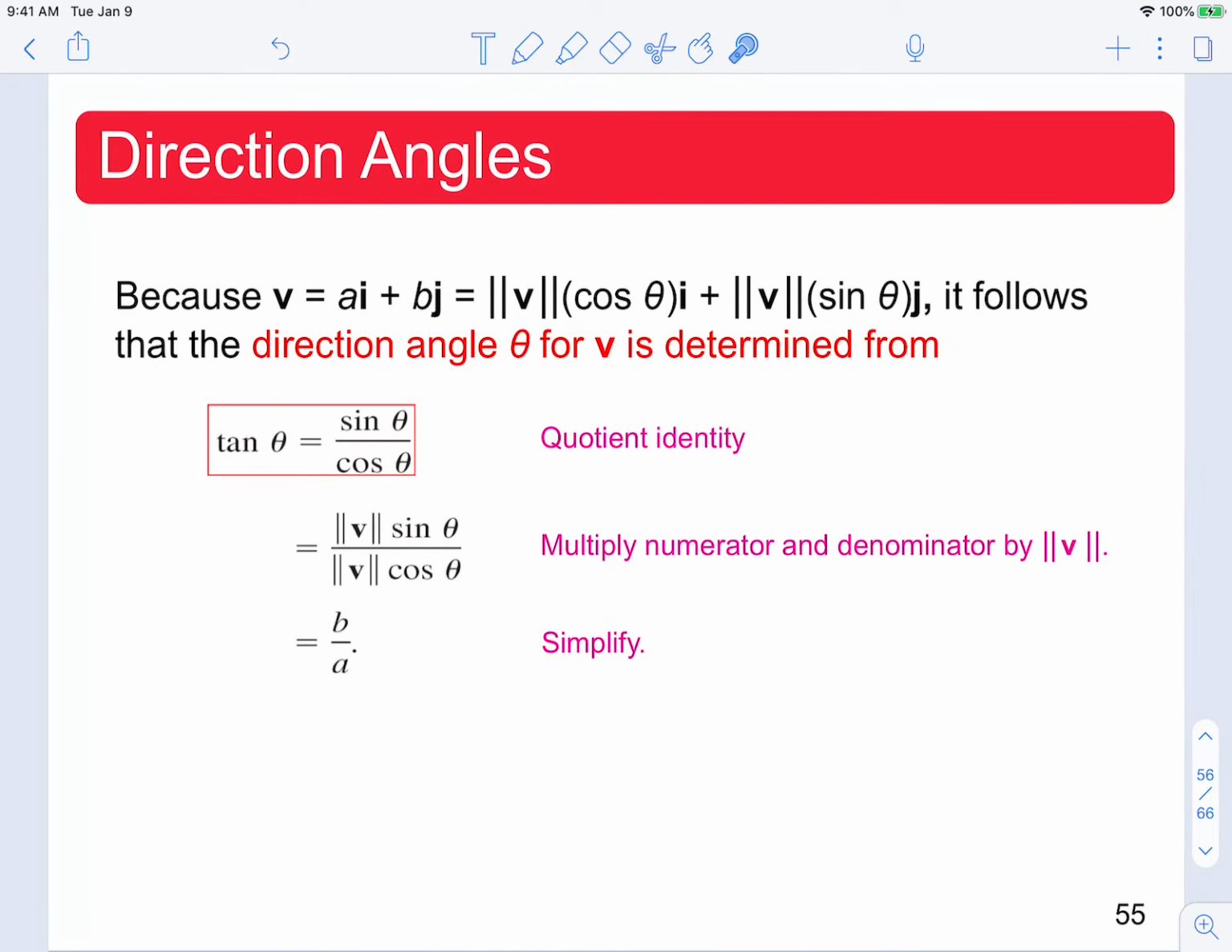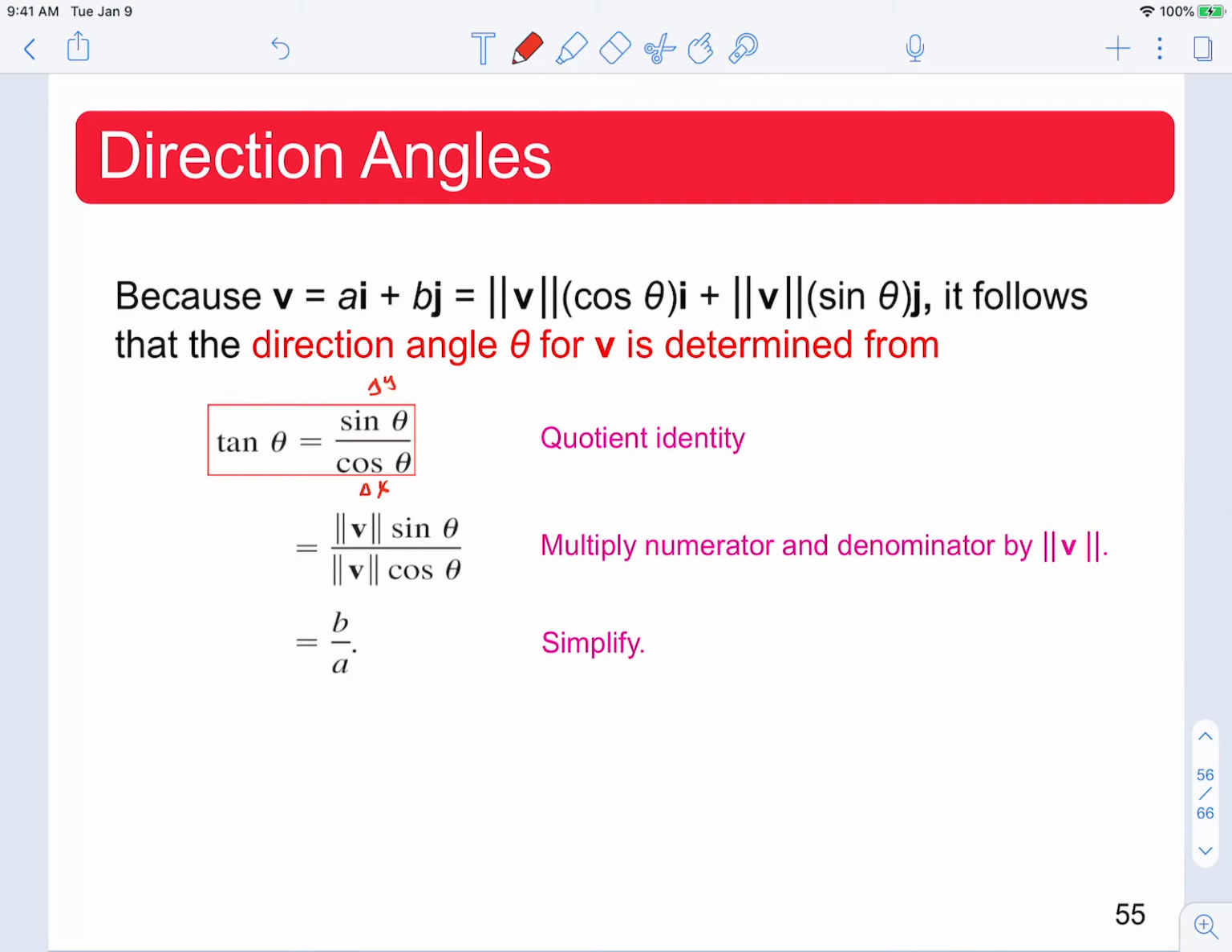Now, we have to determine the direction. Remember, we care about magnitude, we care about direction. We've already shown magnitude. Now we care about the direction. And it turns out that in this case, our direction, remember from earlier, we thought about the slope. Here, let me write it out here. We thought of it as delta y over delta x.